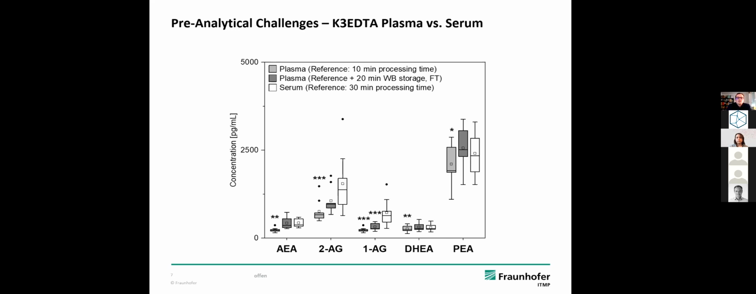The concentrations in serum are significantly higher than in plasma, and one part of the explanation might be that serum has to be stored for at least 20 minutes at room temperature, and permanent cooling or rapid processing isn't an option. So these higher concentrations might be an artifact caused by storing whole blood at room temperature, favoring ex vivo formation. Therefore, we recommend to use plasma instead of serum and to apply the strict pre-analytical protocol you can see on the next slide.